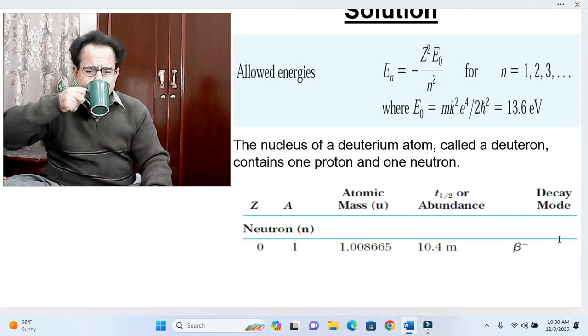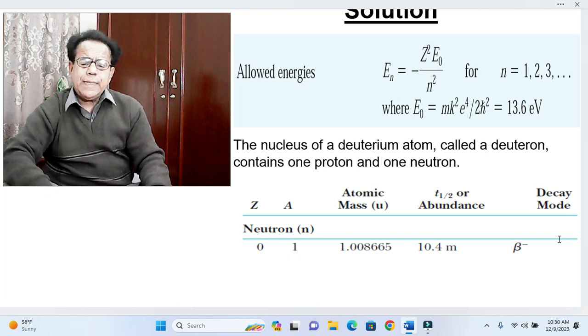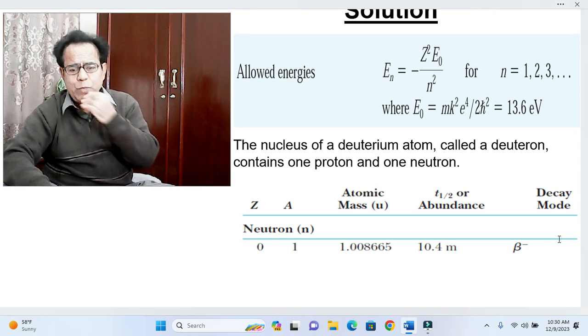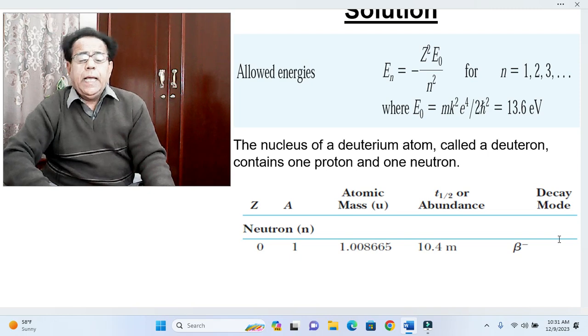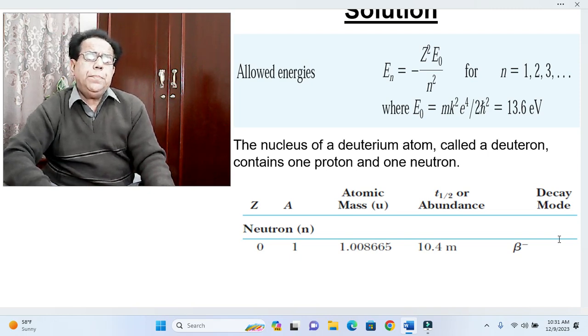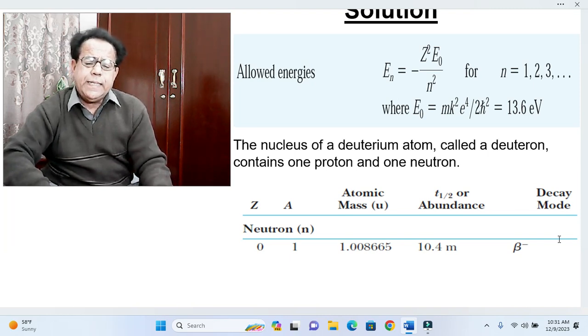Next, a remark is given that the nucleus of a deuterium atom, called a deuteron, contains one proton and one neutron. As I have already said, protium contains only one proton, while deuterium contains a neutron in addition to the proton, while tritium contains two neutrons in addition to the proton.